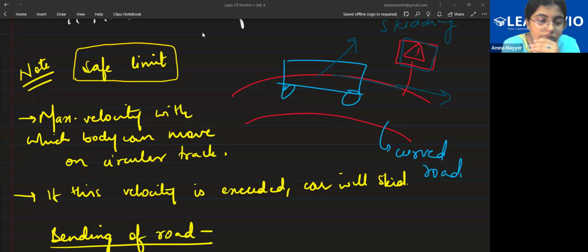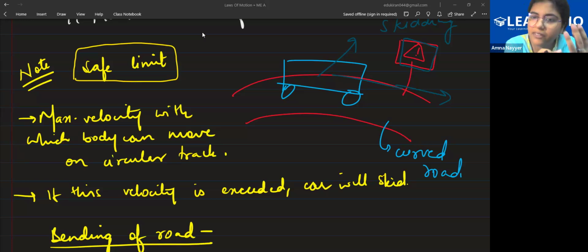All right. Let's revise quickly what we have done in the last class. We had started with the safe limit. What is meant by the safe limit? I have told you that curved roads are present. These curved roads are actually a portion of a circular road. The entire road is a complete circle, so if you take a small portion of that circular road, that becomes your curved road. So you have a curved road on which the vehicle moves.